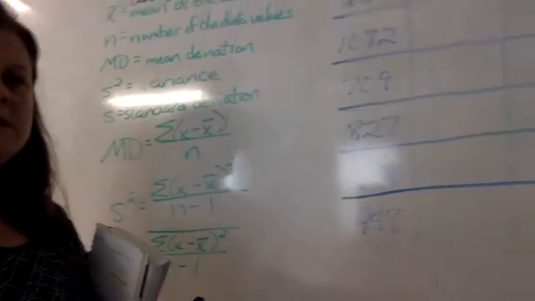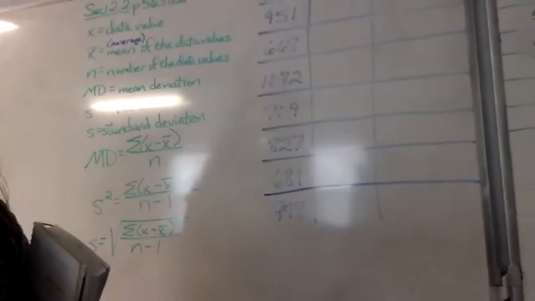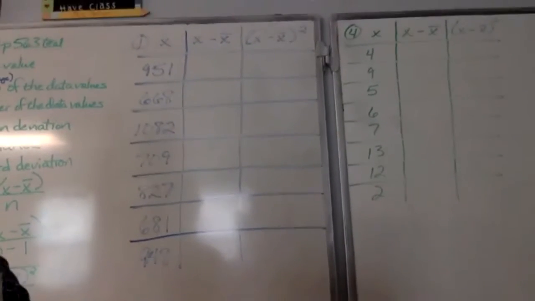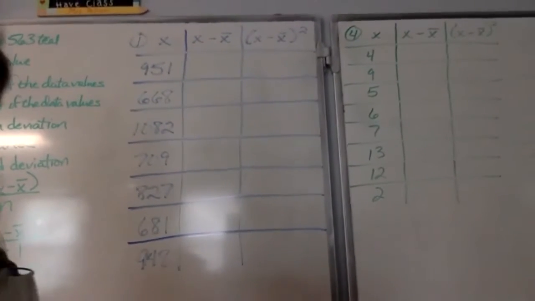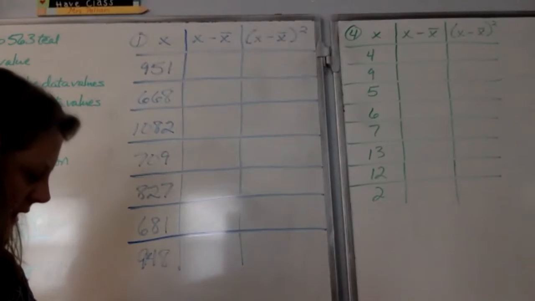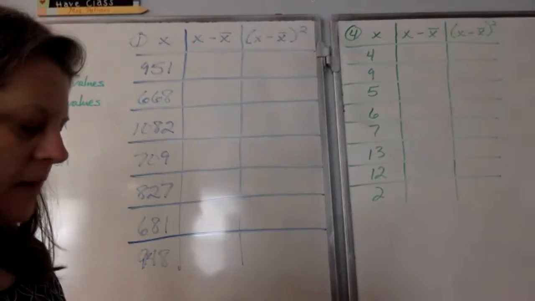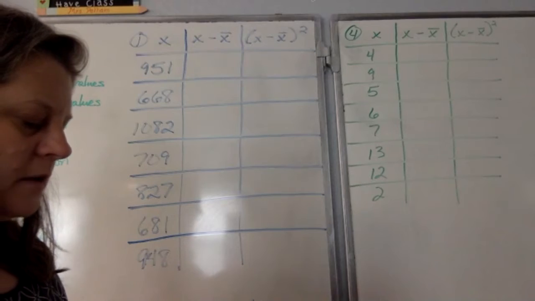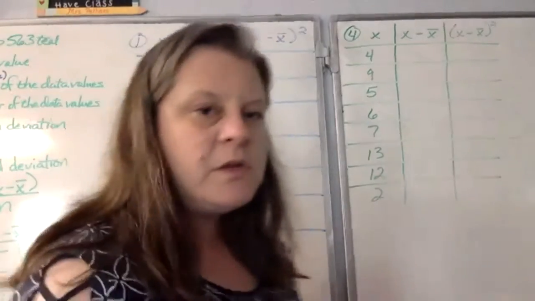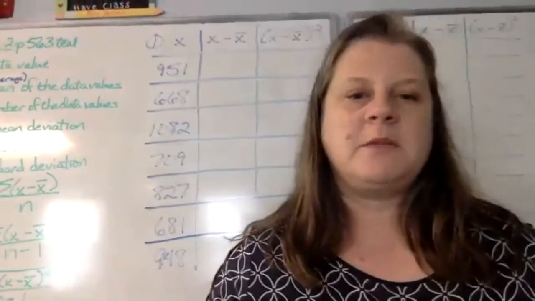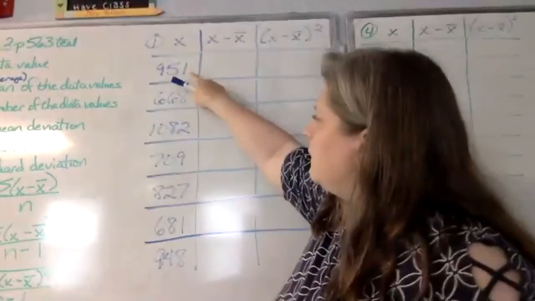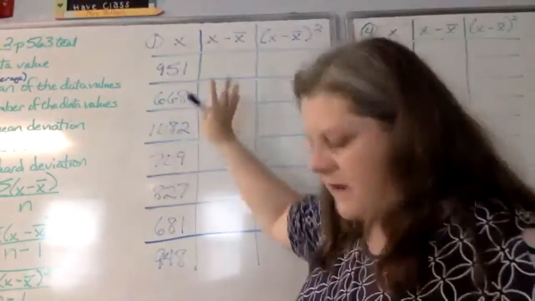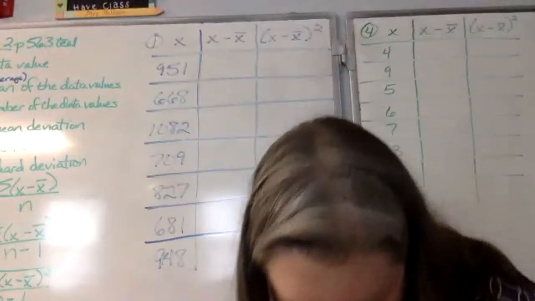All right, I'm going to scoot you back just a little bit so you can see my table. For number 1 on my table, I already took my data values. It said a certain company's computer analyst noted the following number of people who visited their website for a week. So these are the number of people that came each week to their website. You had 951 the first week, 668, 1082. So you've got them down through there.